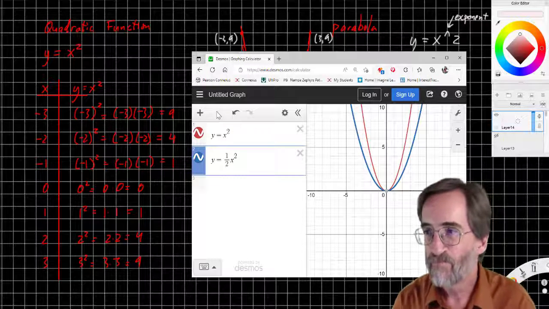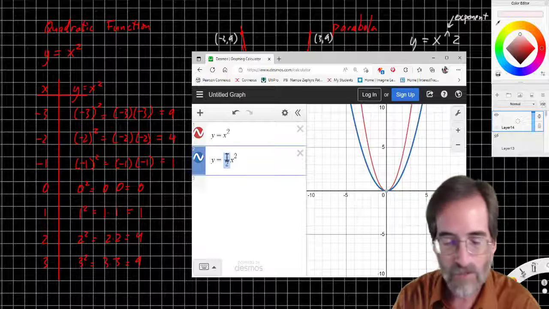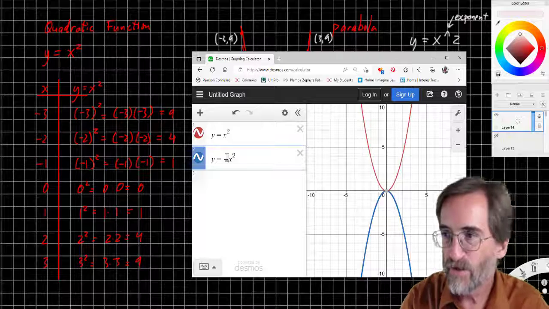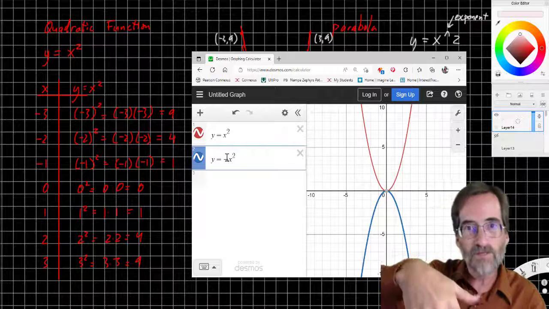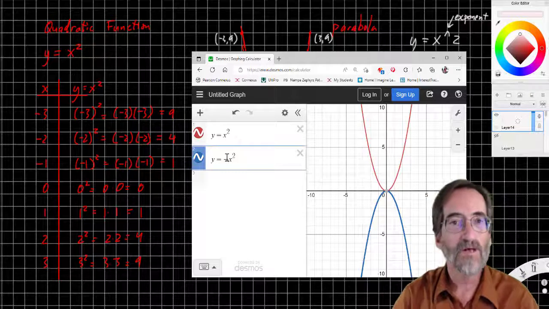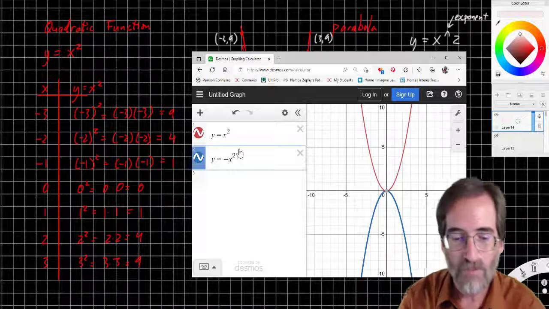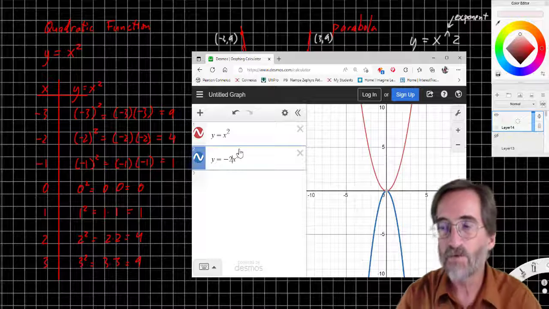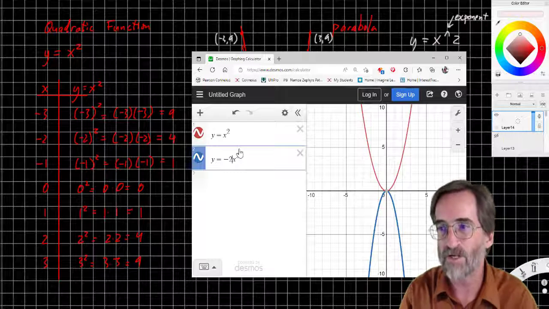Okay? And then one more thing we can do. We can put a negative in front. And notice what a negative does. It takes what was upright and flips it down so it's upside down. And everything, all the y values, instead of going up, are now going down the same amount. And we can combine that. If I put negative 2, it's now taller, but it's upside down. It's twice as tall, but upside down.